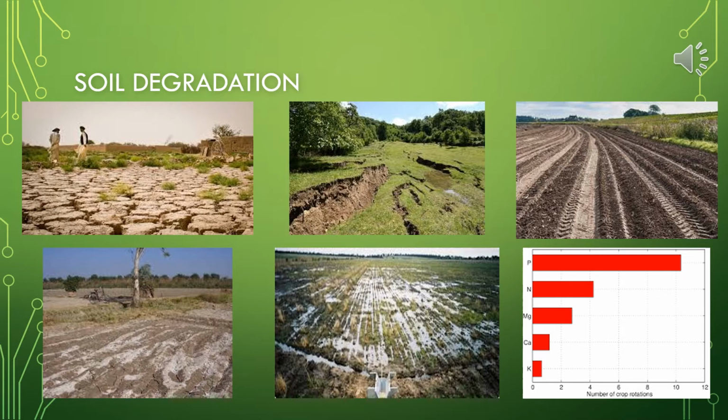If you look at the top middle, you'll see soil erosion. This is most often caused by water. The big problem with soil erosion occurs when there is nothing to anchor the soil, such as plant roots.